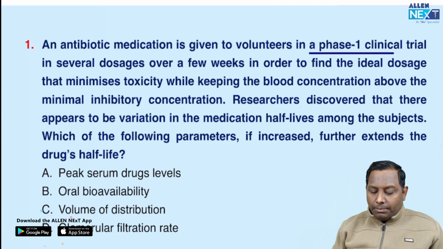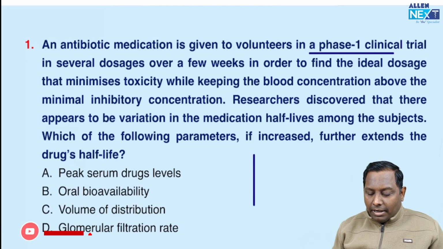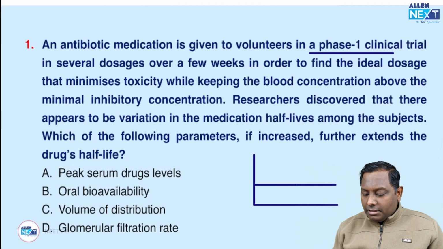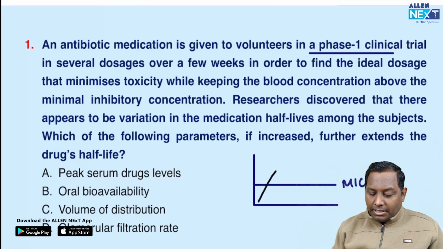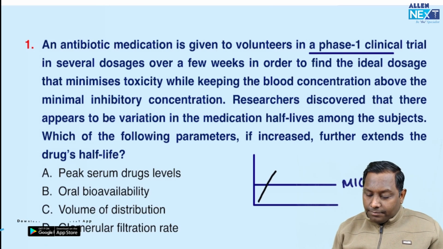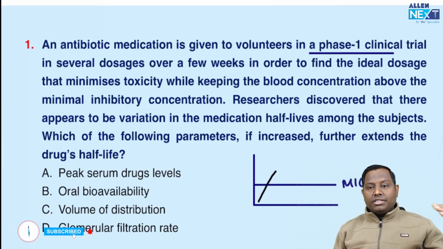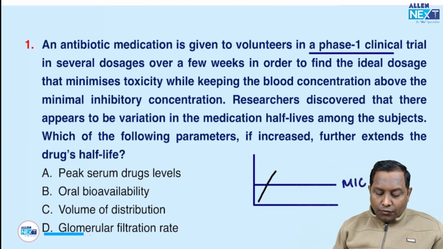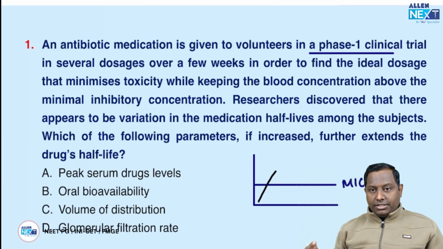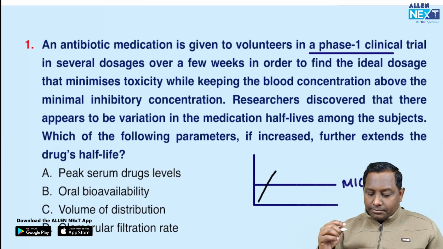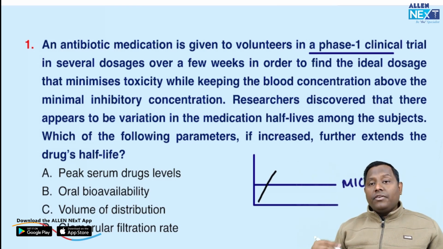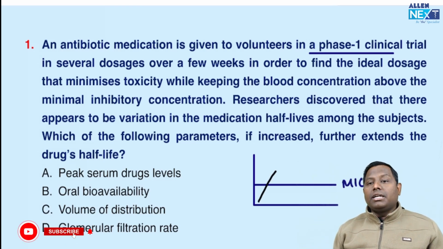So you are keeping the plasma concentration above MIC. For example, this is the minimal inhibitory concentration, and you are trying to keep the plasma concentration above MIC. Researchers discovered that there appears to be variation in the medication half-life among the subjects. So different subjects have different half-lives. You are trying to bring a drug to the market, it's in phase 1. Which of the following parameters, if increased, would further extend the drug's half-life?